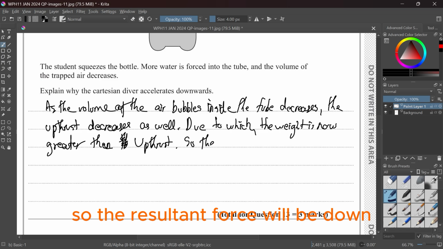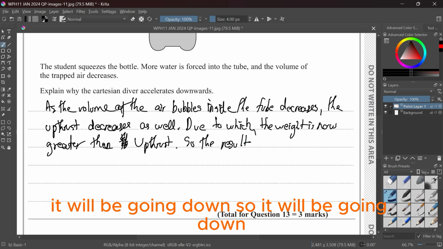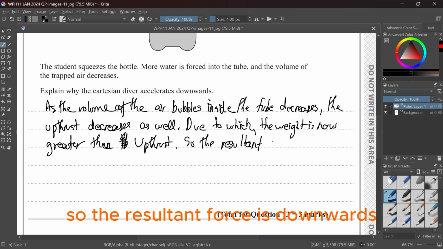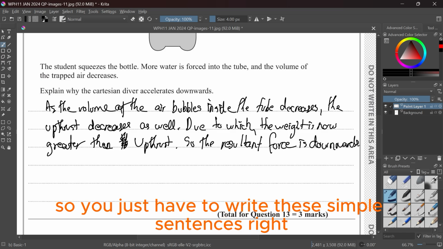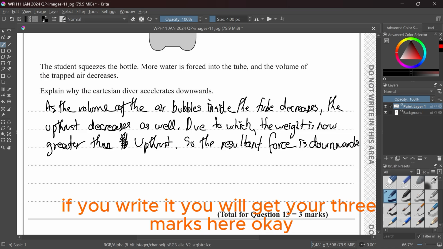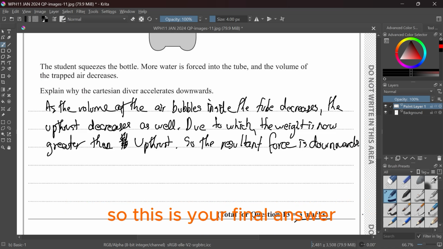So the resultant force will be down. It will be going down. So the resultant force is downwards. That's why it's accelerating downwards as well. Okay, so you just have to write these simple sentences, right? If you write it, you will get your 3 marks here. Okay, so this is your final answer.